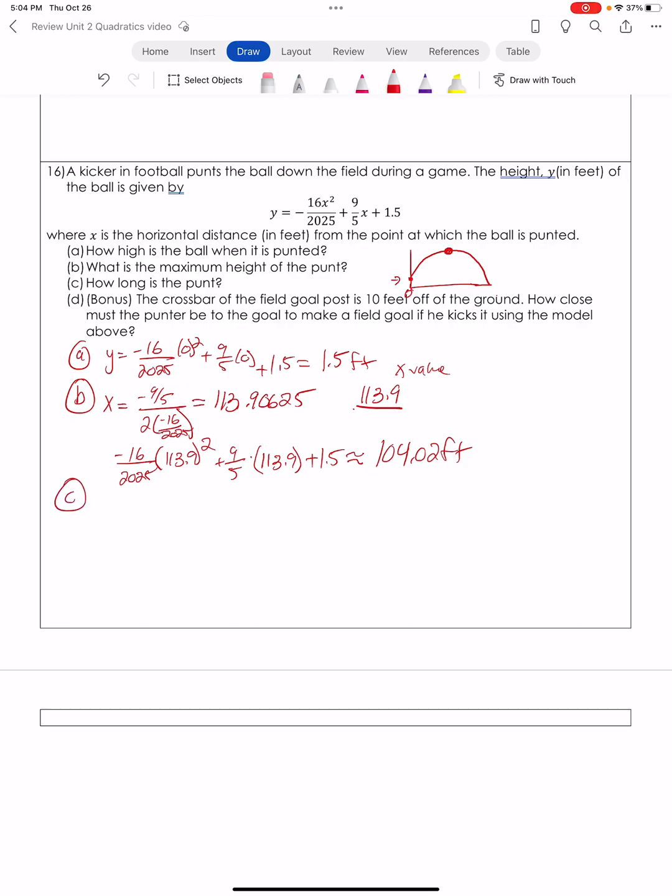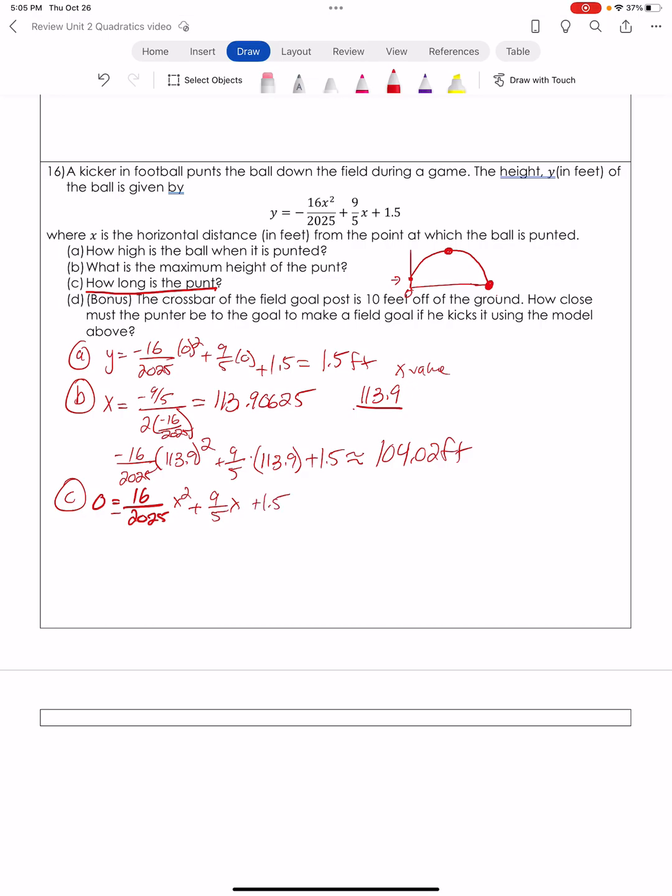All right, let's go to C. So C, it says, how long is the punt? So we want to know when the punt hits the ground. So we put 0 in for y. So this is 0 is equal to negative 16 over 2025 x squared plus 9/5 x plus 1.5.